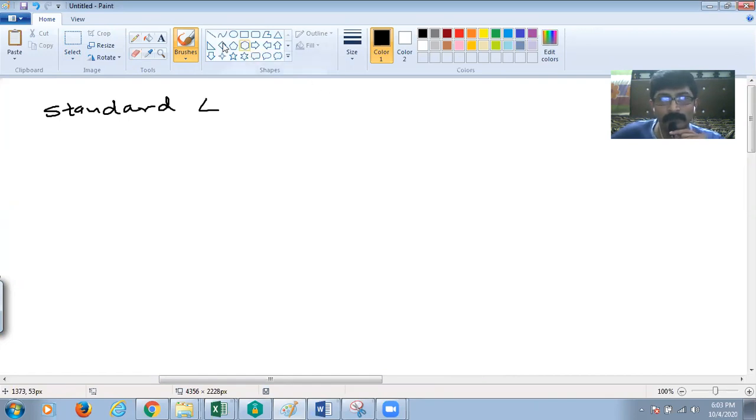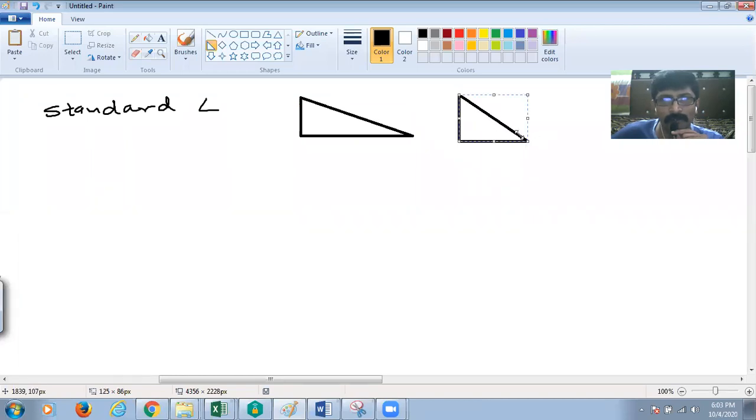Standard angle means, suppose when you draw right angle triangles, there are two types of right angle triangles. One is 30, 60 and 90 degrees, and another one is 45, 45 degrees, which is something called an isosceles triangle. In that case, this becomes 1, this becomes 1, and this becomes root 2. And then in the 30, 60, 90 triangle, if this is 2, then this becomes 1 and this becomes root 3.